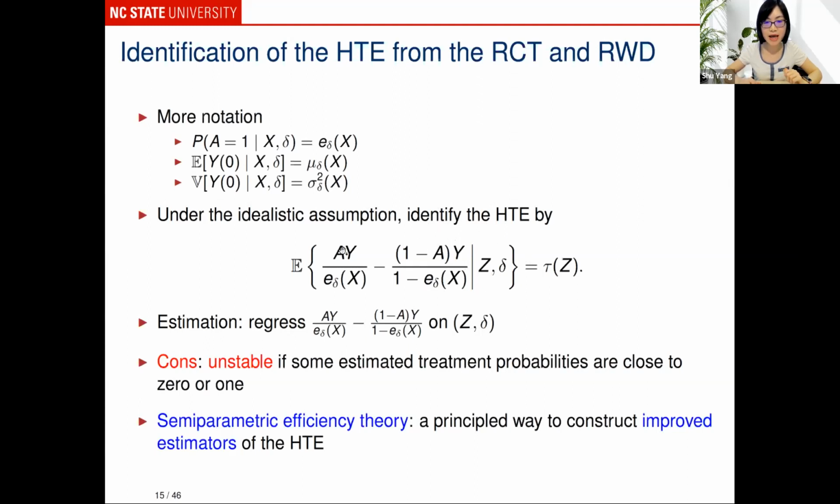It says we can have the IPW adjusted outcome, and then the mean is tau of Z, so the HTE function. So one implication is that we can just take the IPW adjusted outcome and regress on Z and delta, and we get the treatment effect estimation. But this approach is very unstable if some of the propensity scores are close to 0 and 1. So we want to have some improved estimation. Toward that end, we use semiparametric efficiency theory because it provides us a principled way to construct an improved estimator.